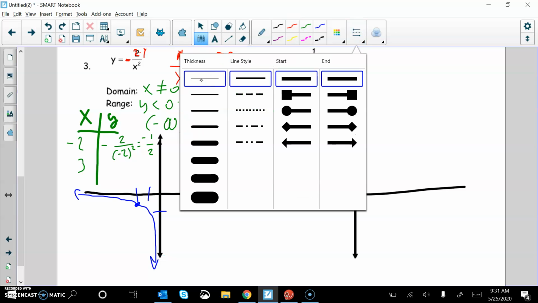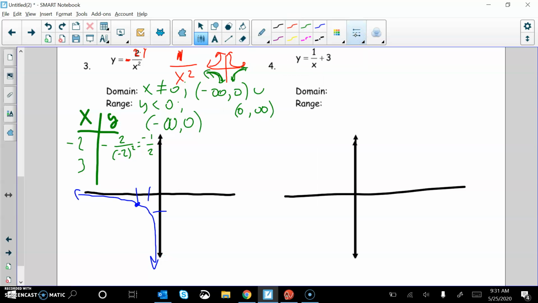All right. On the other end, let's plug in 3. So we got negative 2 over 3 squared. This will be negative 2/9. All right, so 1, 2, 3. 2/9 is much smaller than 1 half. Let's put it a bit closer.